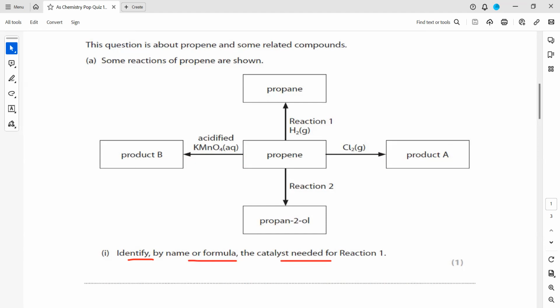So which catalyst is needed? We use nickel as a catalyst. Platinum is acceptable, but nickel is the right catalyst for this. So we use nickel as a catalyst. Here we can write a name or a formula. So we can write Ni, or we can just write the spelling for nickel.